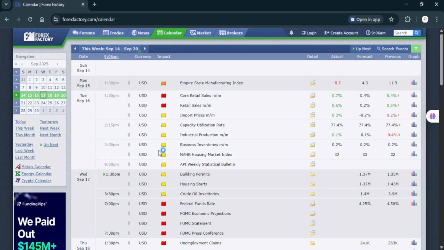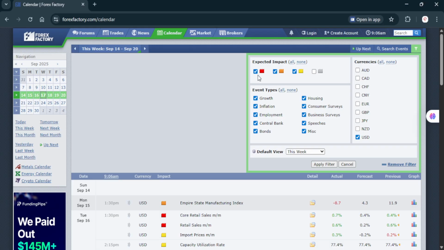So you only see, and you can even change it. For instance, if I want only high impact news, which is the red flag news, I just have to uncheck the rest and apply. It's only high impact news that I will be seeing.